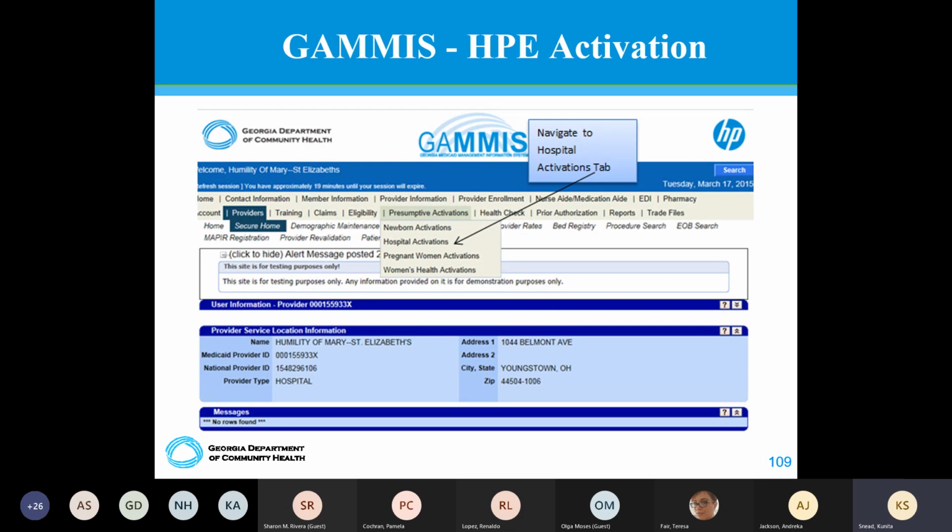So once you are ready to add them to GAMIS, you're still logged into GAMIS, and then you click Presumptive Activations. The first part we're going to talk about is hospital presumptive activations. And then the next part we're going to talk about will be the pregnant women activation, because you're going to have to do them up under separate activations. So for parent caretaker, children under 19, former foster care, you're going to do those aid categories up under hospital activations. And then for the pregnant women aid category, you're going to do them up under pregnant women activations.